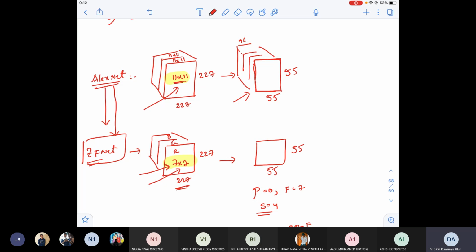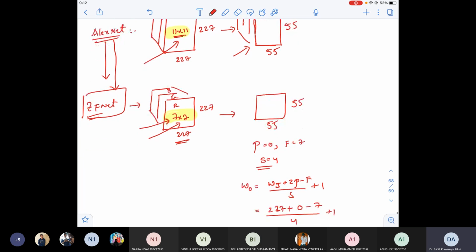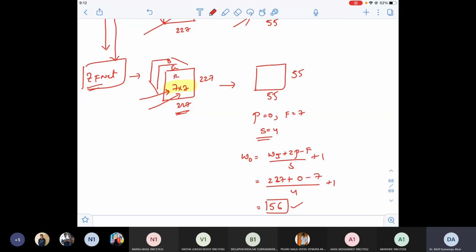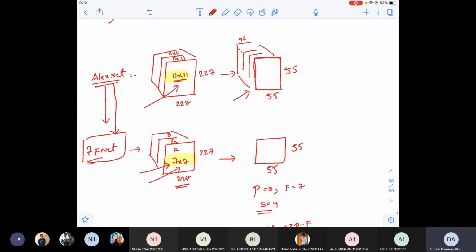This is a small change that you have to remember in ZFNet. Even though they got 56, they have taken 55 by 55. Why? Because they always want to compare with AlexNet. So AlexNet has 55 by 55. Since 56 is close to 55, they have taken 55 by 55 only. So okay, this is important, just need to remember. And how many 55 by 55 maps? Again, the same 96 filters, because here we applied 96 kernels. They also applied 96 kernels.